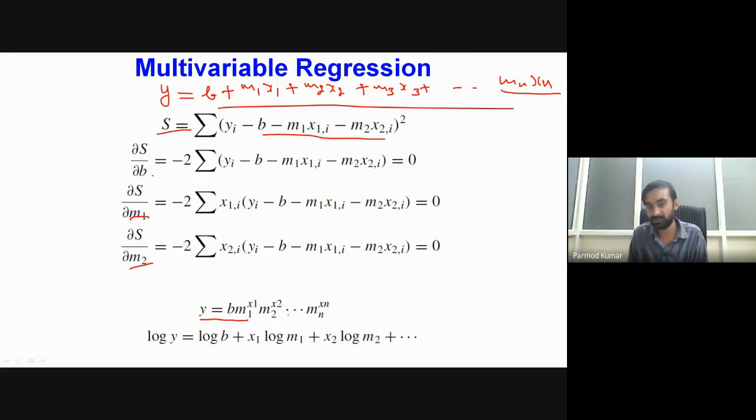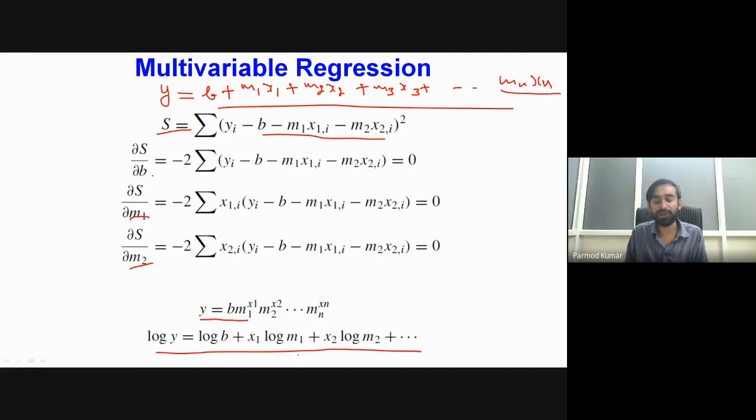Now apart from this, we may have another type of formulation, y equal to b times x1 to the power m1, x2 to the power m2, and so on up to xn to the power mn. For this type of power law correlation, we can take the log of both sides, and that makes our fit identical to a linear fit in algebraic form. So this is the common general procedure for multiple regression, multivariable regression analysis. This is the starting procedure and the general procedure.